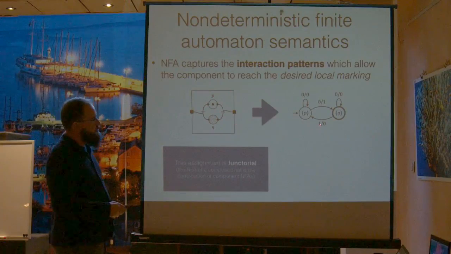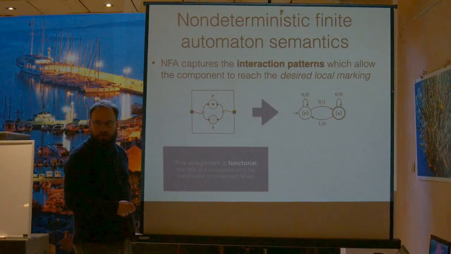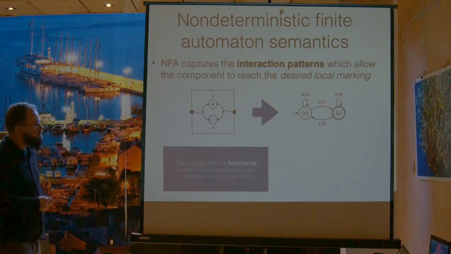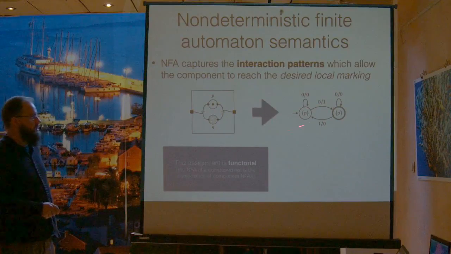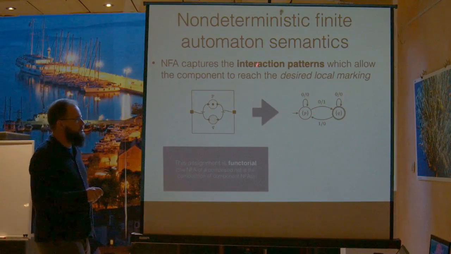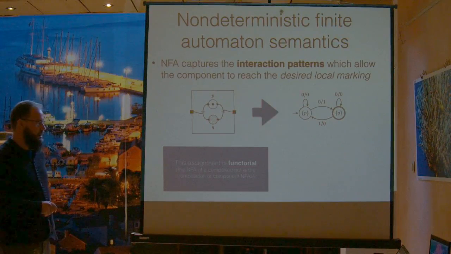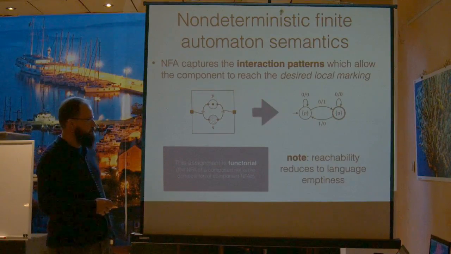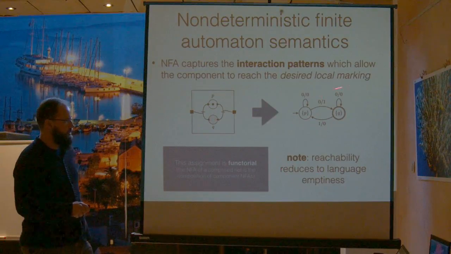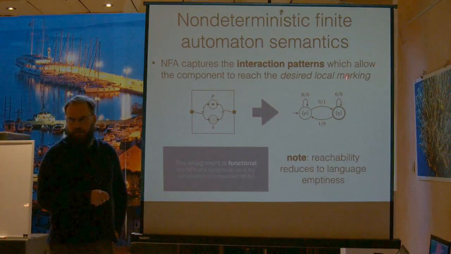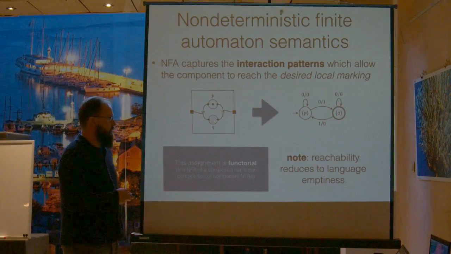Okay, so now the transition system actually becomes a kind of an automaton, right? Because we have a start state, we have a final state. This is now a non-deterministic, in general, finite state automaton, and the labels capture the interaction patterns that essentially allow the component to reach the desired local marking. And so reachability reduces to language emptiness, right? We don't have a path to reach the final state exactly when the final state is not reachable.